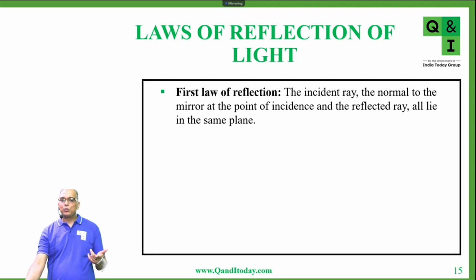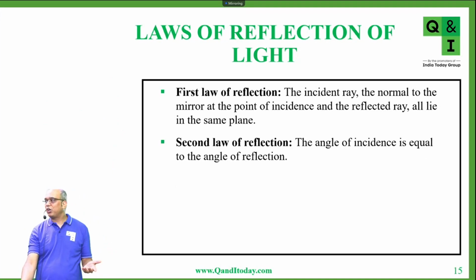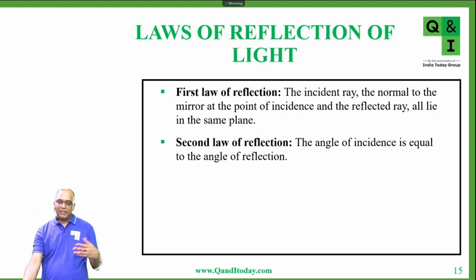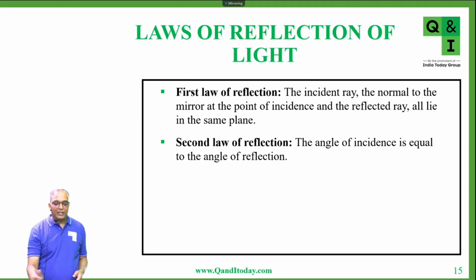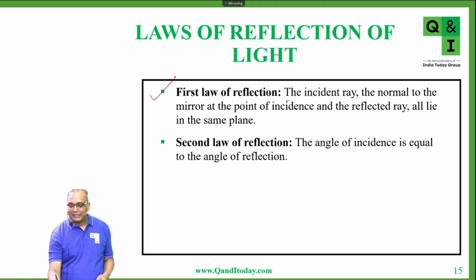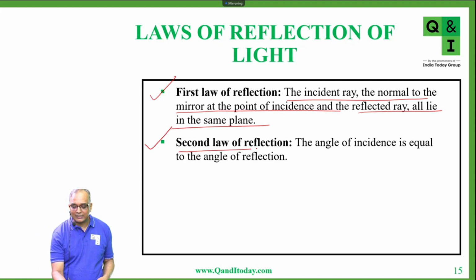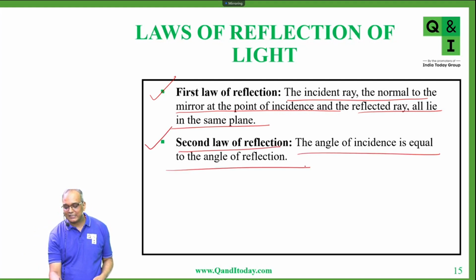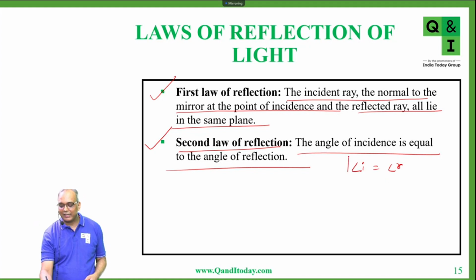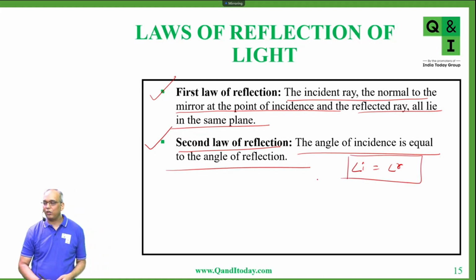Now these are the two laws of reflection which we already saw. We'll reiterate that. The first law of reflection states that the incident ray, the normal to the mirror at the point of incidence, and the reflected ray all lie in the same plane. And the second law is that angle of incidence is equal to angle of reflection. So angle i is equal to angle r. This is your second law of reflection.